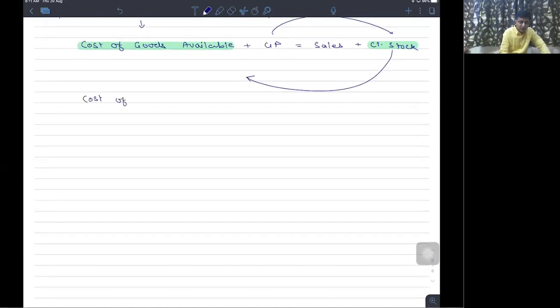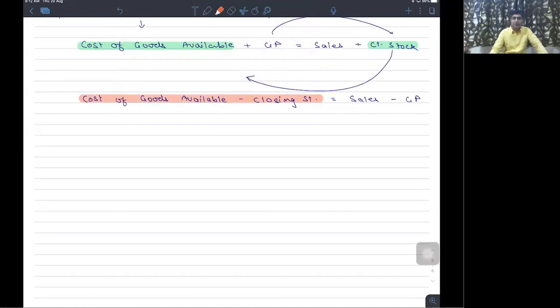Cost of goods available minus closing stock is equal to sales, because when the sides change, the signs change, minus gross profit. Correct or not? Cost of goods available, matlab sare goods, और इसमें से अनसोल्ड गुड्स मैंने माइनस कर दिए तो what will I get is nothing but the cost of goods which are actually sold during the year.